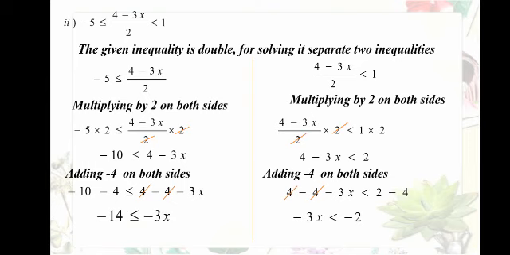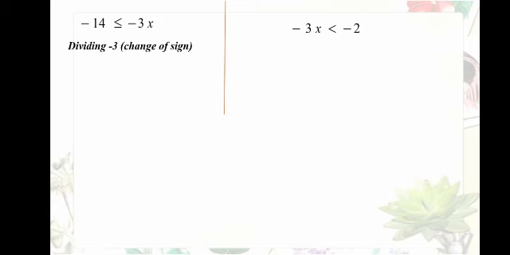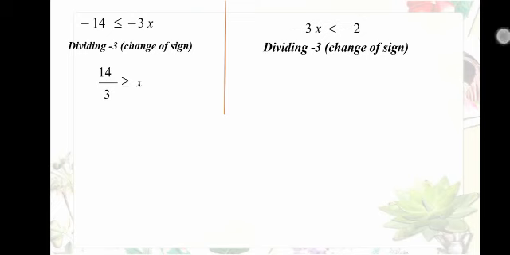Now for both equations we have to write minus 14x less than or equal to minus 3x, and the second equation was minus 3x less than minus 2. So now dividing by minus 3, the sign of the inequality will be changed. The equation will become 14 by 3 greater than or equal to x, because of the negative sign, the sign of inequality will be changed. And here dividing by minus 3, again the change of sign, less than will be converted into greater than.